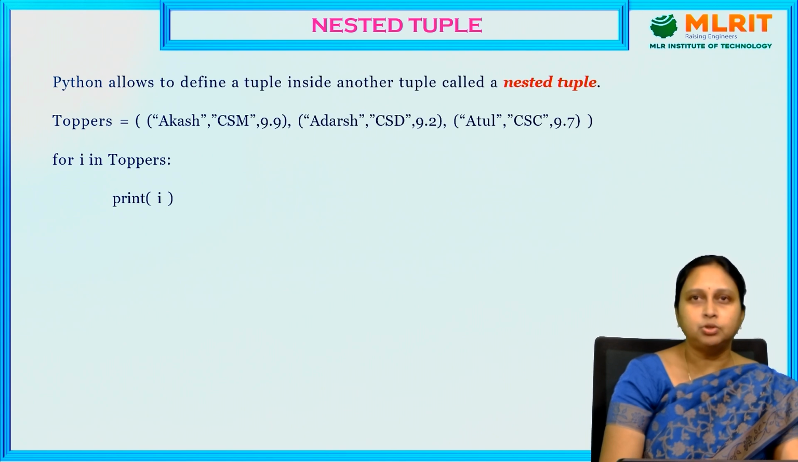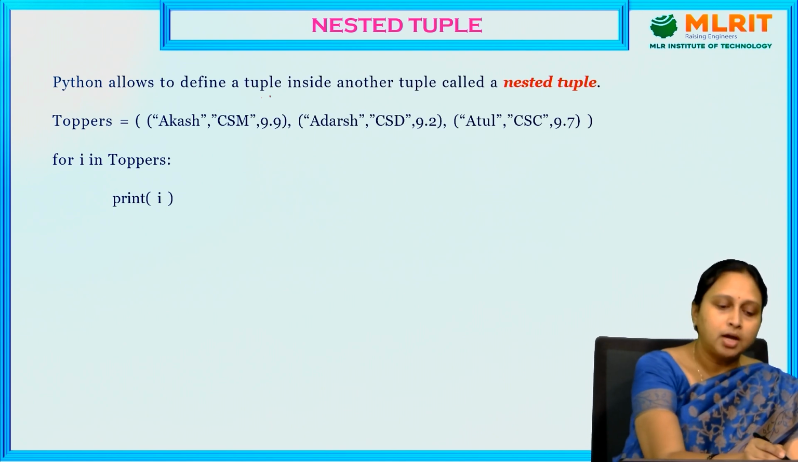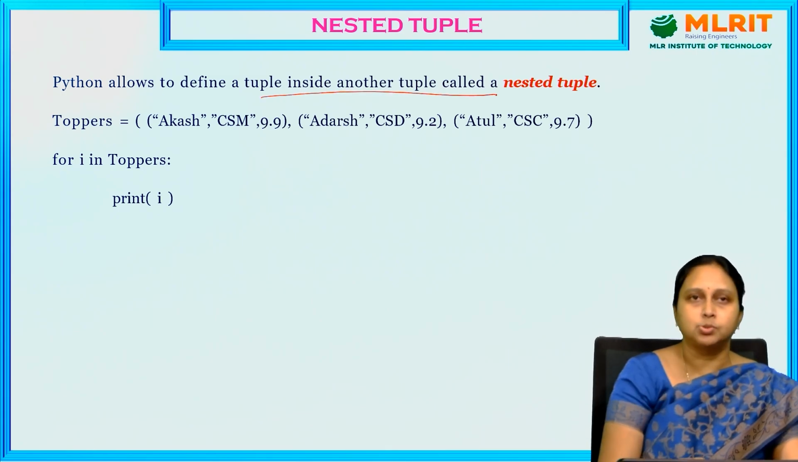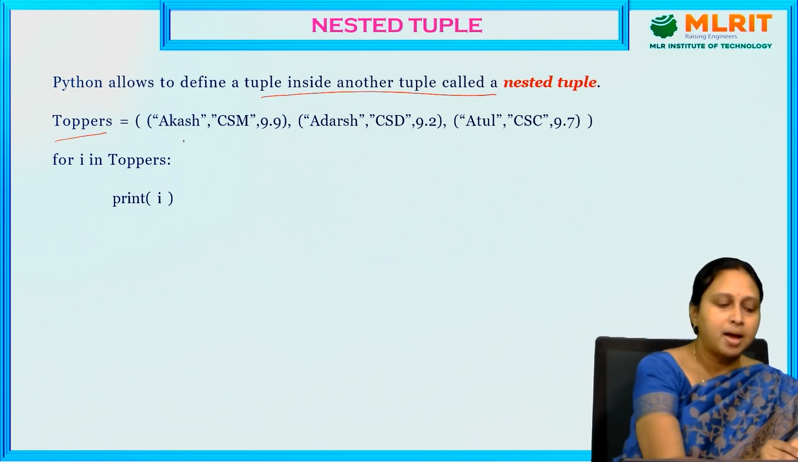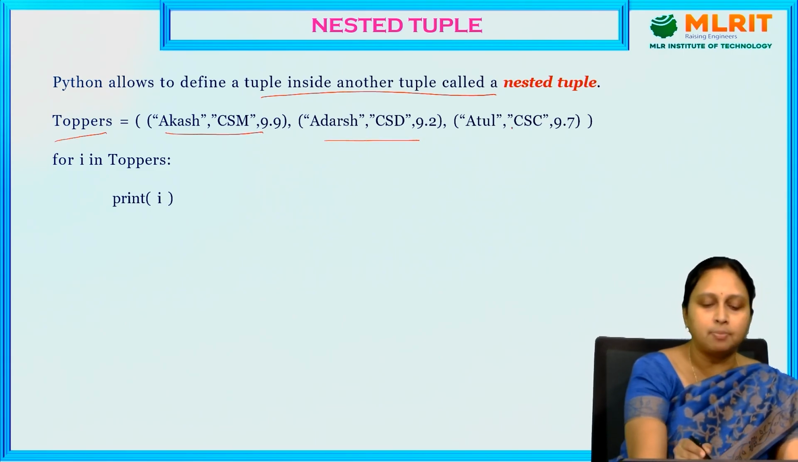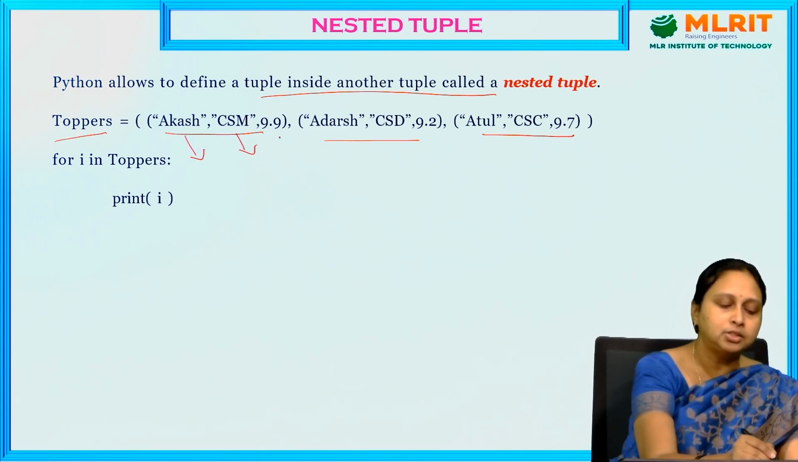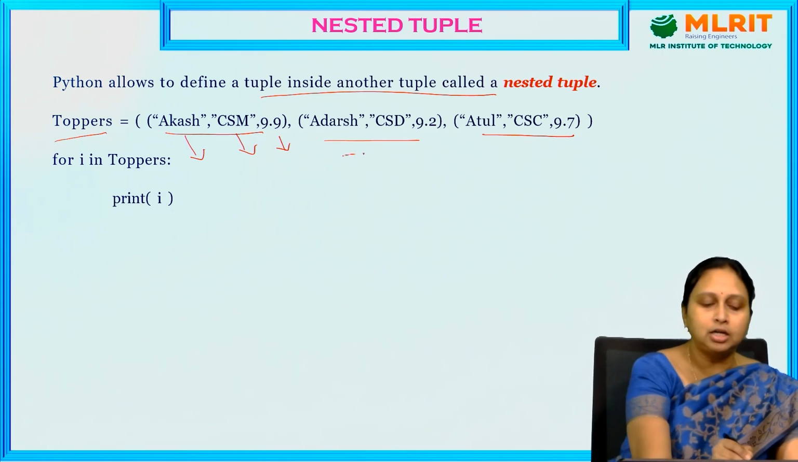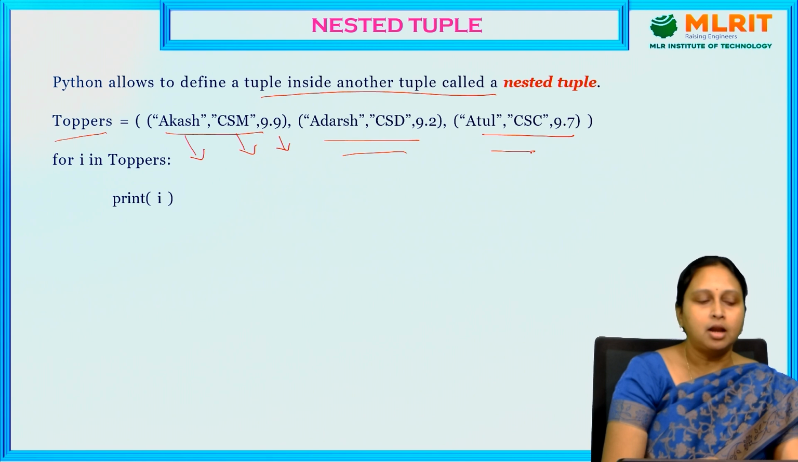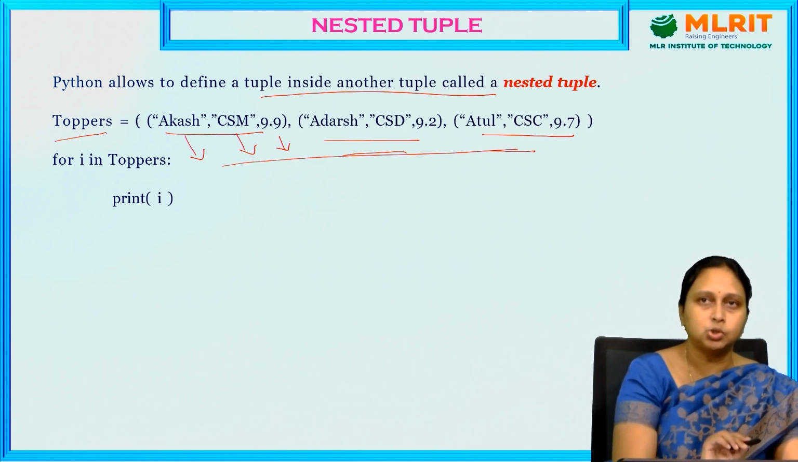And let us come to the nested tuple. A nested tuple is when inside one tuple we place another tuple. Let us see here. For the toppers, I am passing 3 different tuples at a time. What does each consist of? It consists of name, branch and CGPA. These 3 values are passed for 3 different students. This is called a nested tuple. Within one tuple, we are placing another tuple.